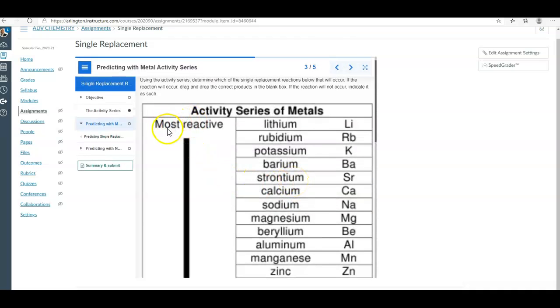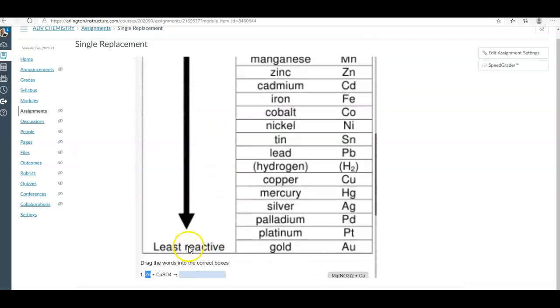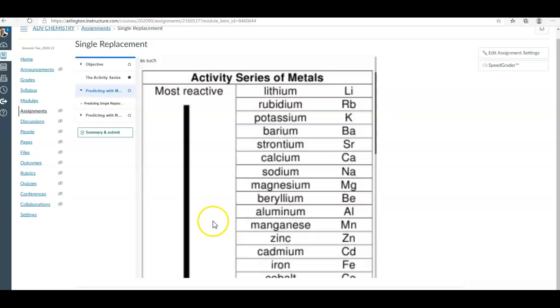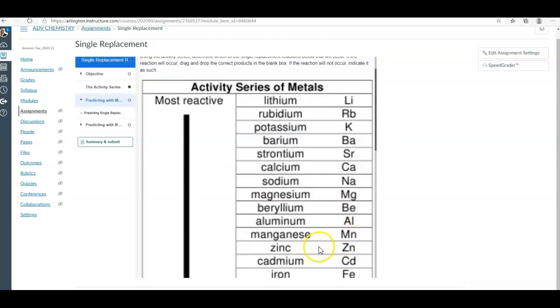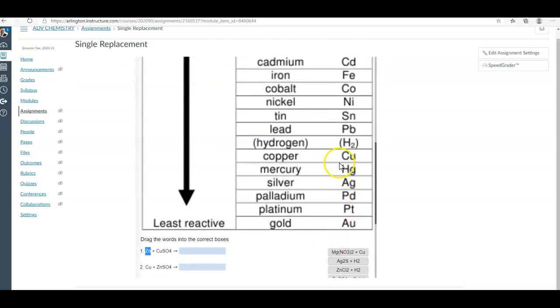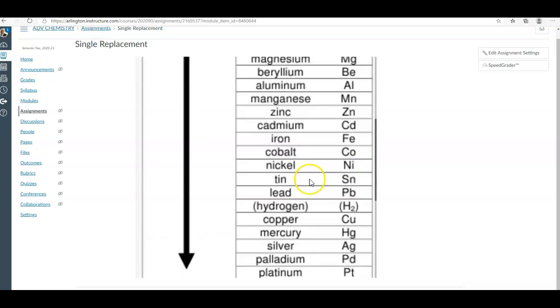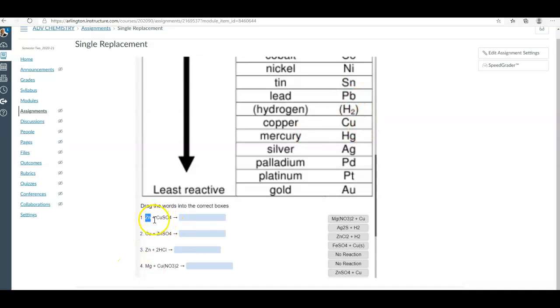Now, if you see this arrow, it says most reactive and then least reactive. As you go from top to bottom, it becomes less reactive. So whichever one is on top is more reactive than the one below it. So zinc, is zinc above copper or below? Is it? Good. So which one is more reactive? Perfect. So zinc is more reactive than copper. Therefore, do you think this is going to happen? Will this reaction occur? Yes, it will. Thank you. It will. Because zinc can replace copper.